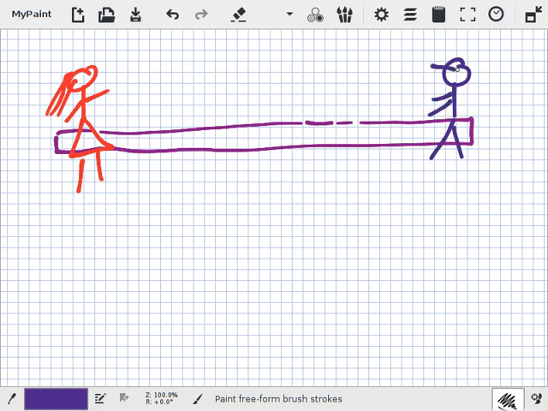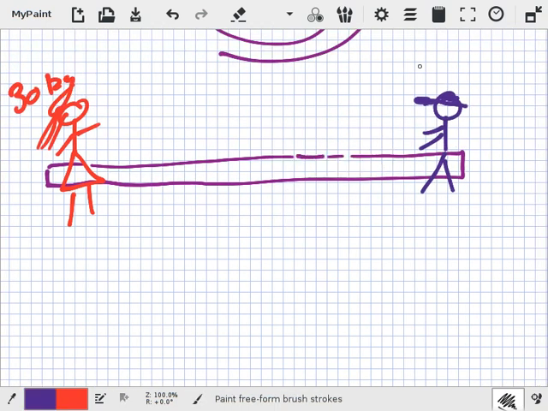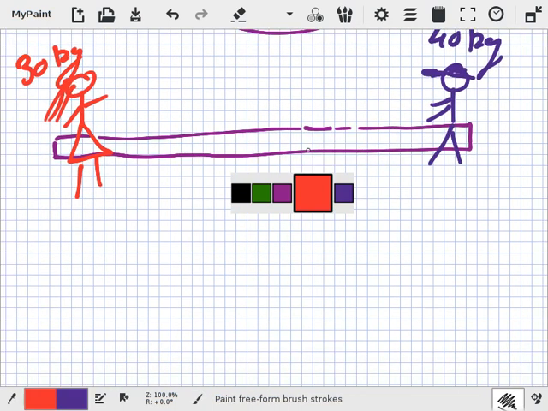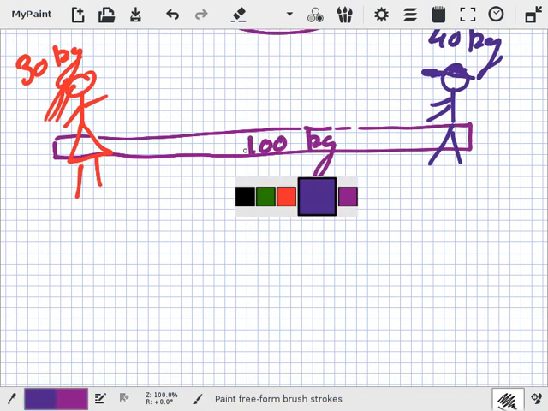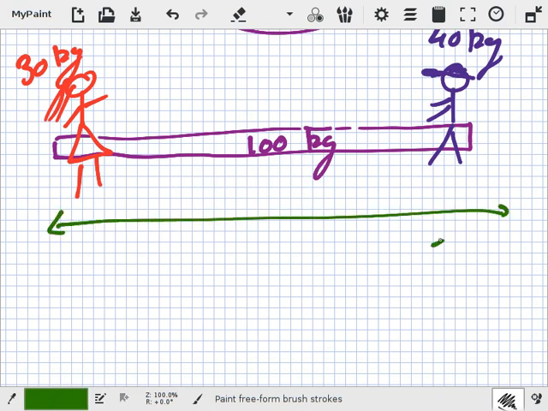We give him a cap. There. Right. Now she is 30 kilograms, and what's he? 40, isn't it? 40 kilograms, and the seesaw is 100 kilograms, and its length, I think we said from here to here, that's 5 meters.